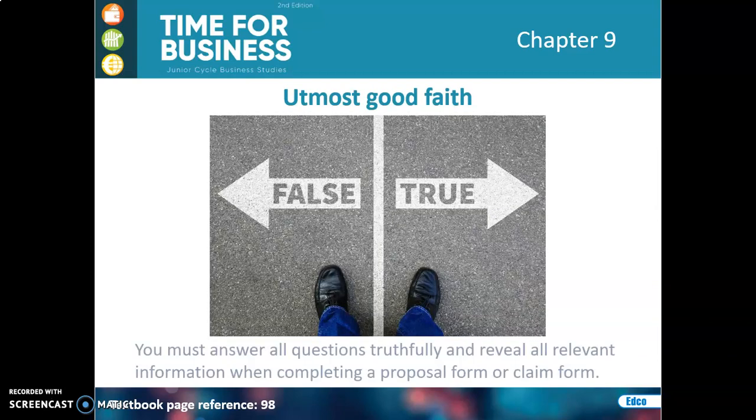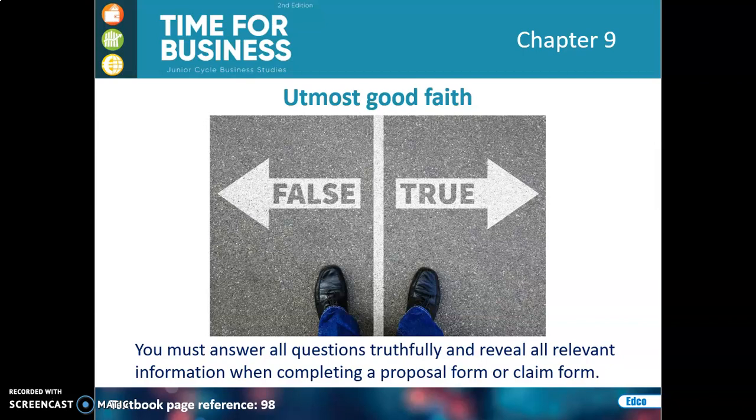Utmost good faith. This states that you must answer all questions truthfully and reveal all relevant information or material facts, we call them in insurance, when completing a proposal form or claim form. So if you're filling out a form looking to take out car insurance, you cannot pretend to forget or ignore the fact that you've had a conviction for dangerous driving last year.